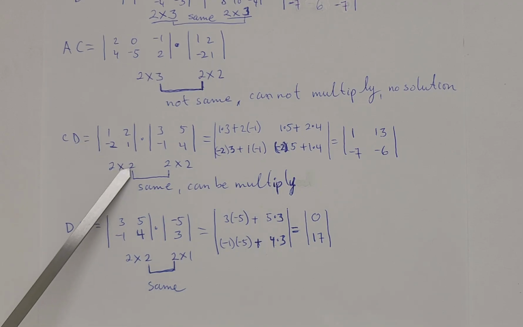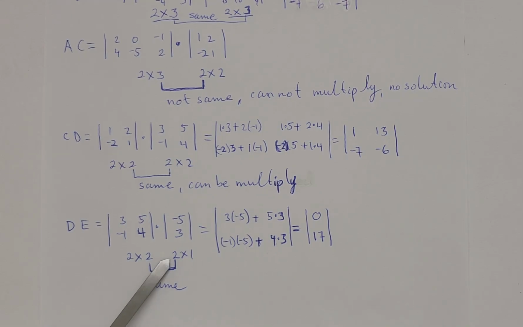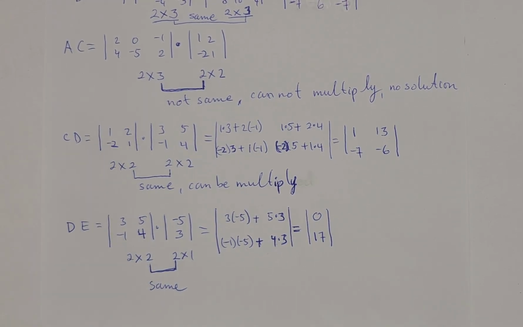So same thing here, 2, 2, so we can multiply, okay? 2, 2, we can multiply. Here I have 3, 2, they're not the same, so we cannot multiply. So be very careful adding, subtracting, and multiplying matrices.